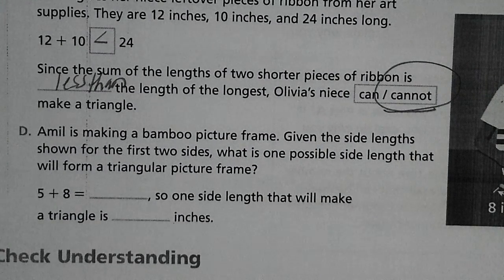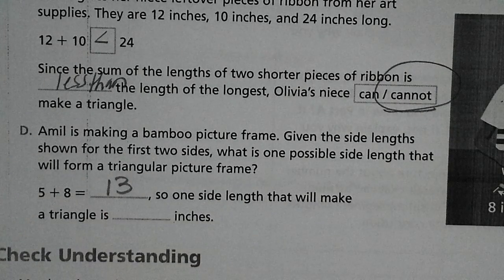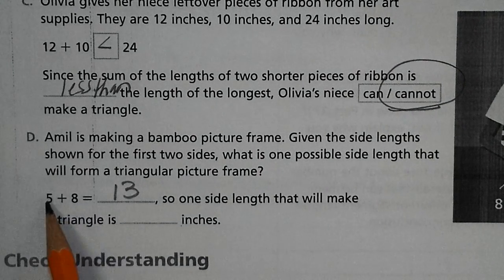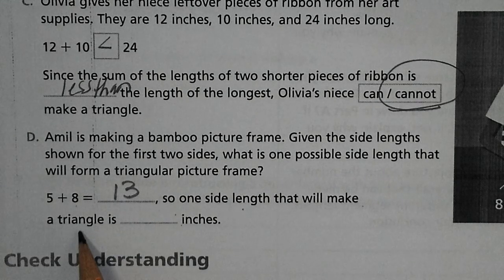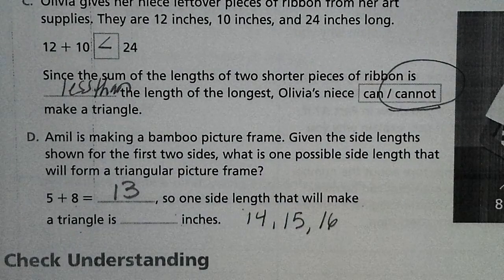5 plus 8 equals 13. So the one length that would work is 14. Above 14, right? So this is where we get those range of values. It says 5 plus 8 is 13, so one side length that will make the triangle true has to be like 14, 15, and 16, right?